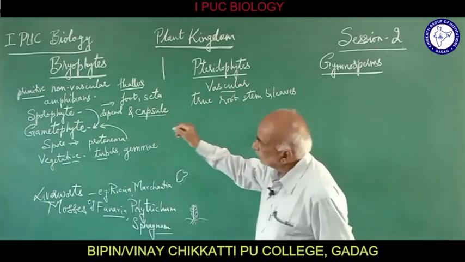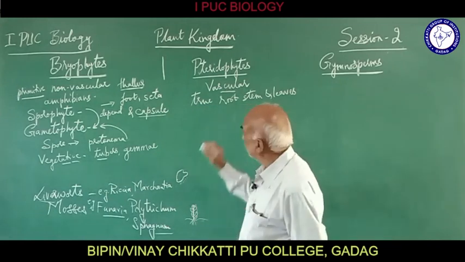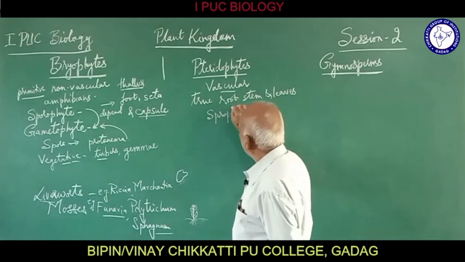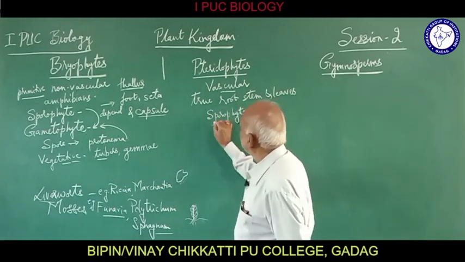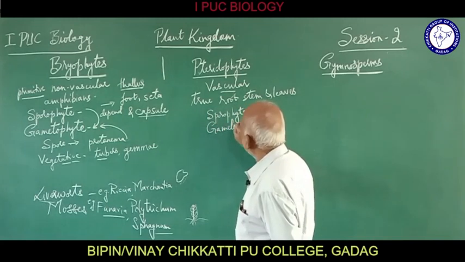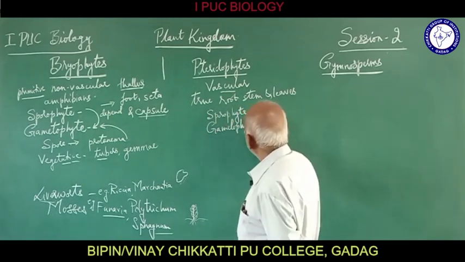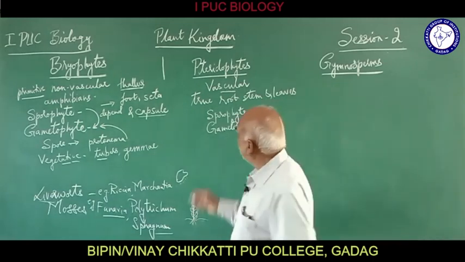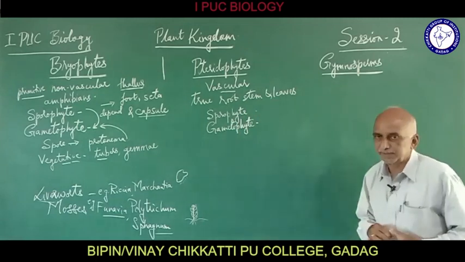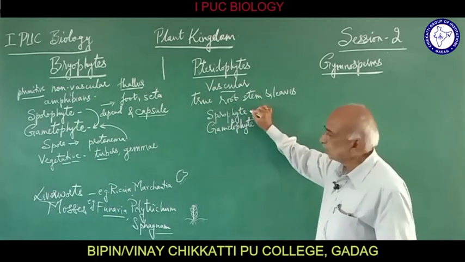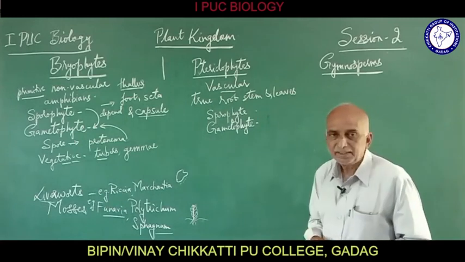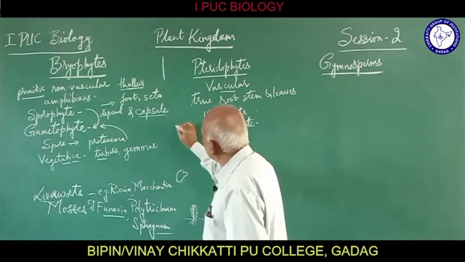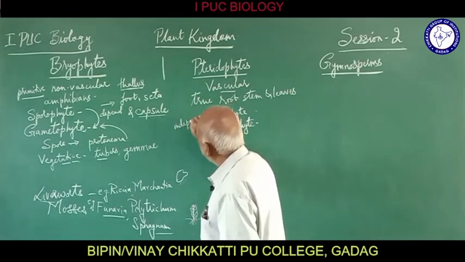Then coming to the sporophyte and gametophyte. Here also the sporophyte is present and the gametophyte is present. So both we come across here, the sporophyte and gametophyte in case of pteridophytes. The sporophyte produces spores, and the gametophyte produces the gametes. And one important thing here is both are independent.